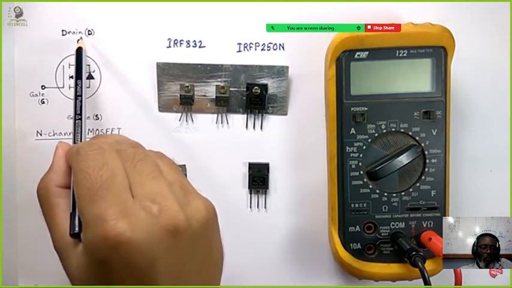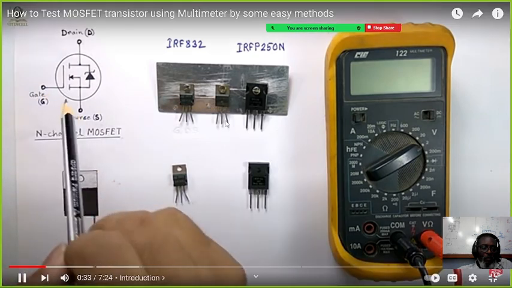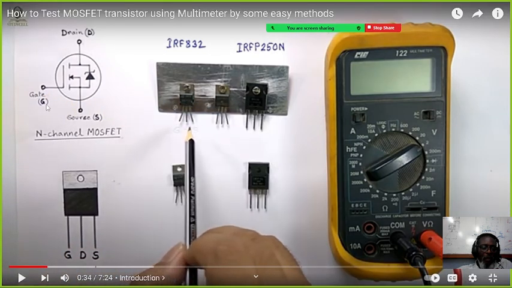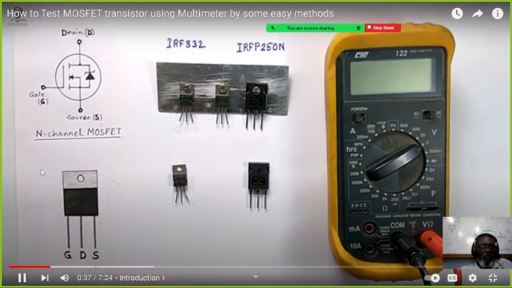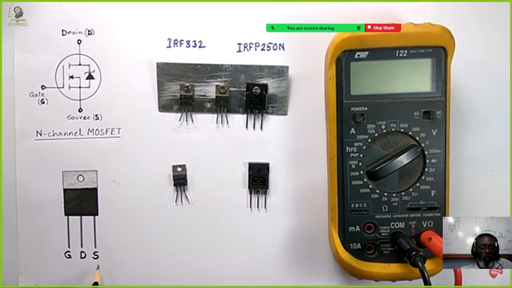There are three terminals: drain, gate and source. You can look again. N-channel arrow is going toward the gate. There are three terminals from this figure. From the left side, the terminals are gate, drain and source for this type of MOSFET.